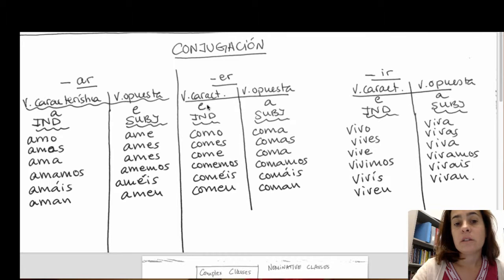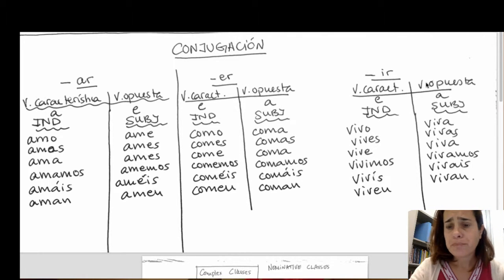In the ER, the indicative will conjugate with the E, which is the characteristic vowel. Como, comes, come, comemos, coméis, comen. And the opposite, the A, will rule the conjugation of subjunctive. Coma, comas, coma, comamos, comáis, coman. In the IR, the E will rule the conjugation of indicative. Vivo, vives, vive, vivimos, vivís, viven. And the A will rule the conjugation of the subjunctive. Viva, vivas, viva, vivamos, viváis, viven.